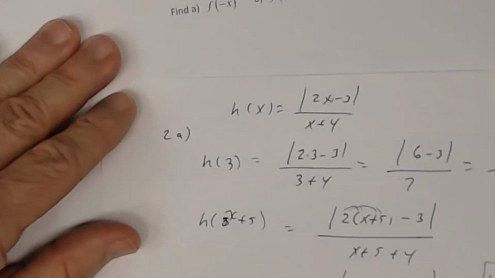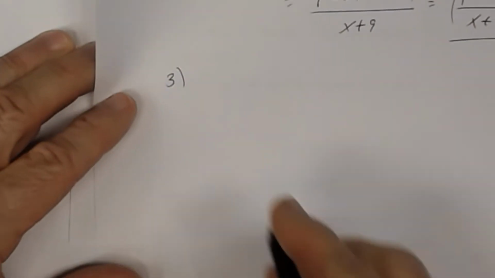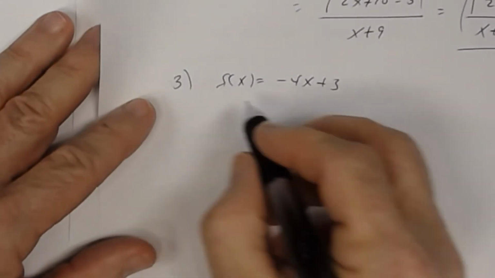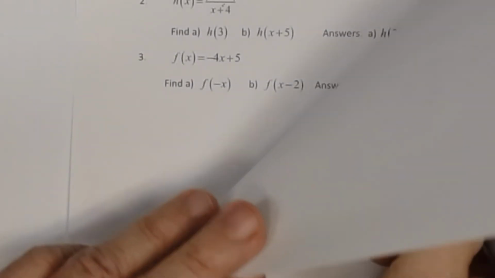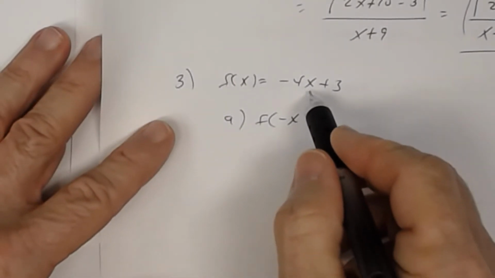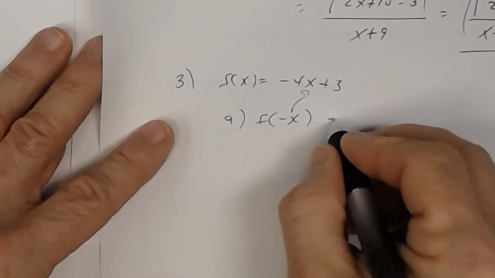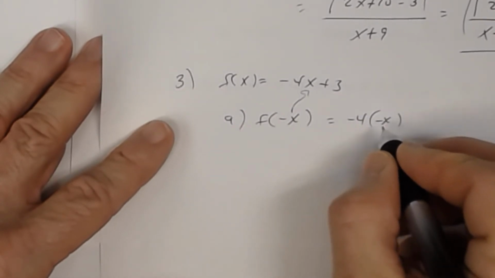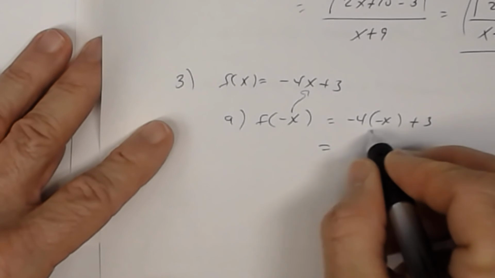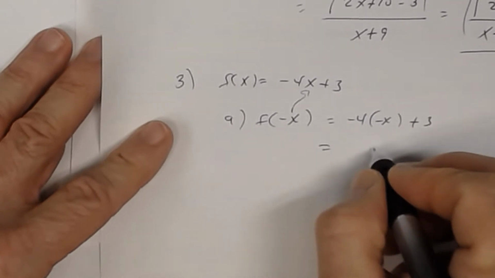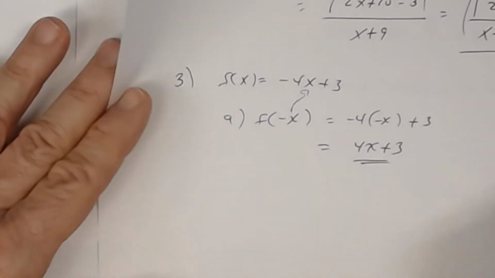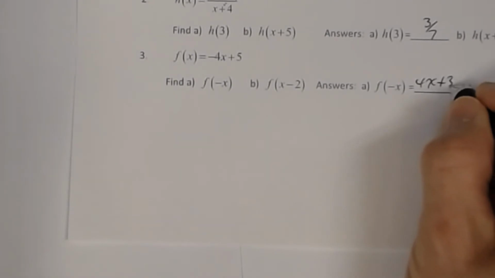Okay, let's look at 3. In 3, you have a linear function. f of x is negative 4x plus 3. And in a, you're asked to find f of negative x. So in place of x, you're going to substitute negative x. That's what that says. So this becomes negative 4 times, in place of x, I substitute negative x, plus 3. You are expected to go further with this. A negative 4 times a negative x is a positive 4x plus 3. So for 3a, the answer is 4x plus 3.